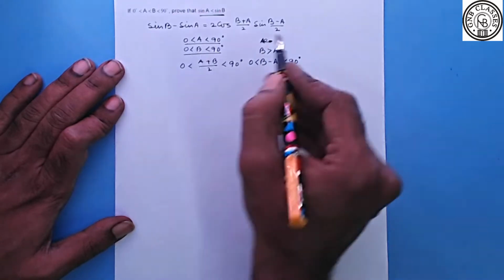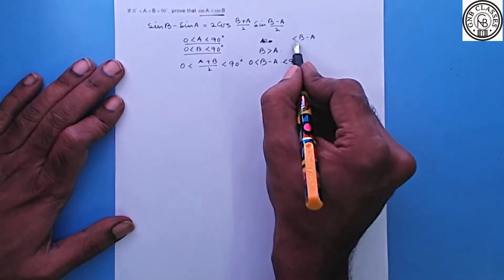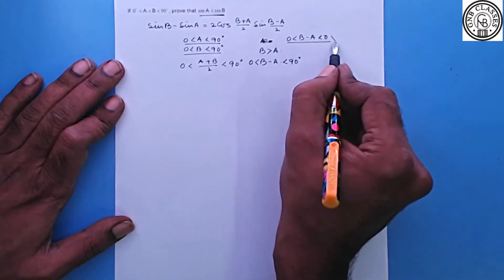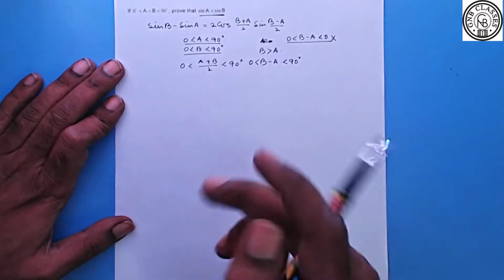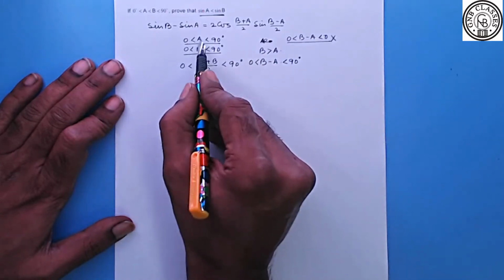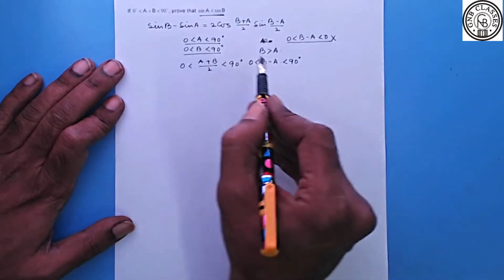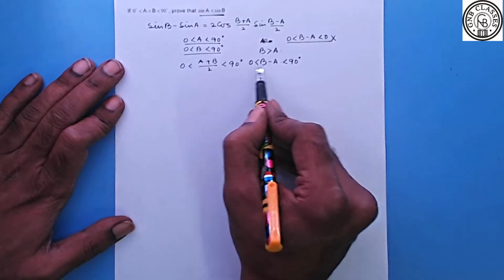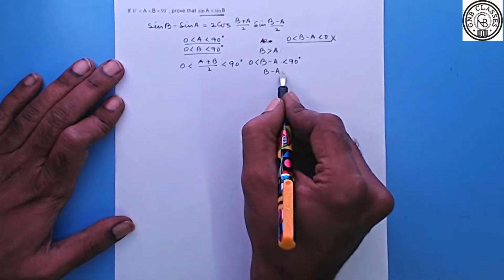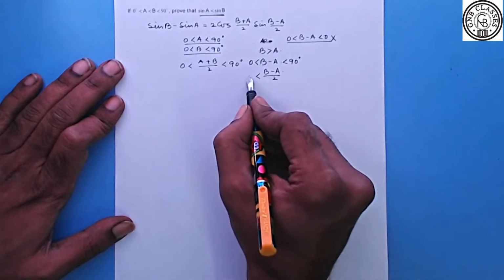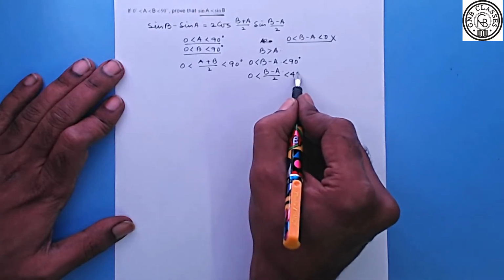So one can say then B minus A will lie between 0 and 0. It is of no use. This is not an equation so that you can subtract. You have to understand that. A and B are lying between 0 and 90. So B minus A will lie between 0 and 90 itself, right? So B minus A by 2 is greater than 0, less than 45 degrees.